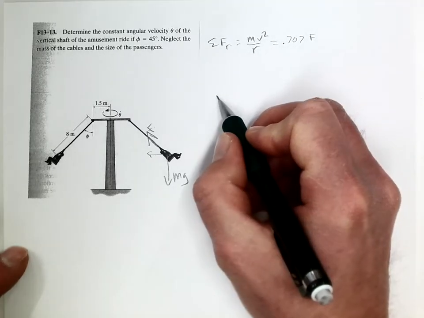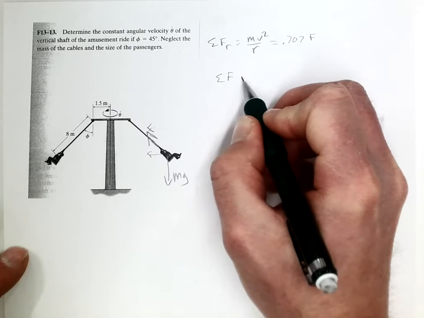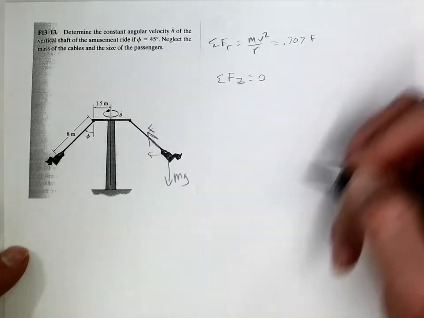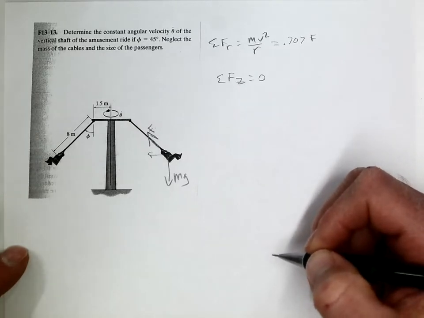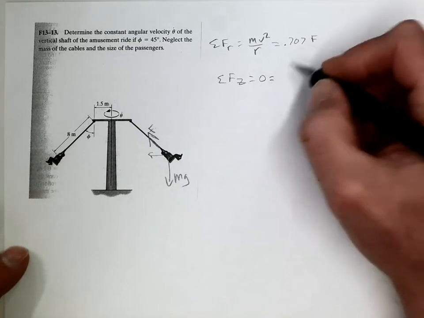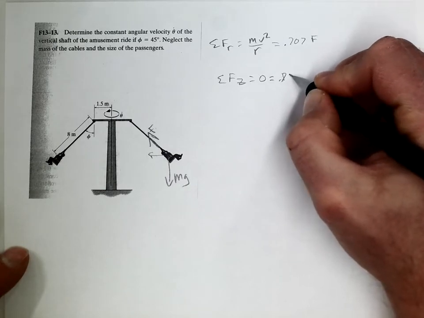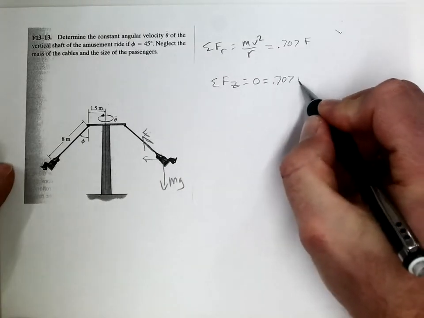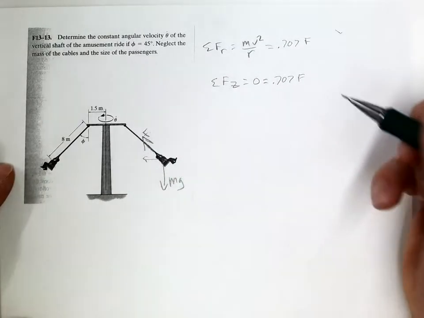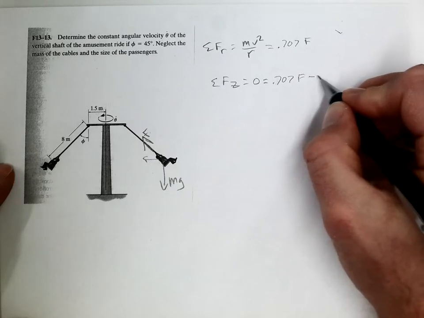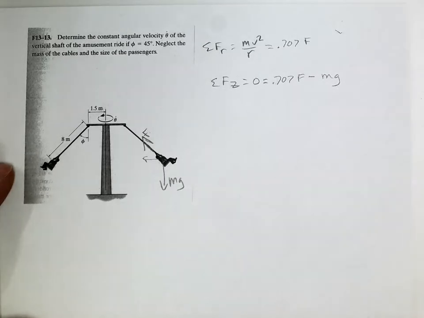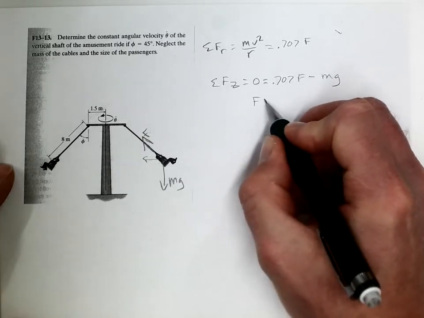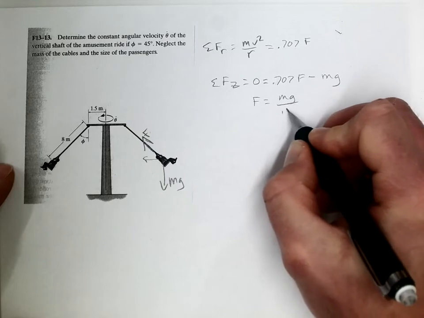Now if we sum the forces in the z direction, we know that that's going to equal 0 because there is no acceleration in the z direction. So we have 0.707 F, that is the vertical component, upward minus mg down. Those equal 0, so we can solve for F. F then is equal to mg over 0.707.